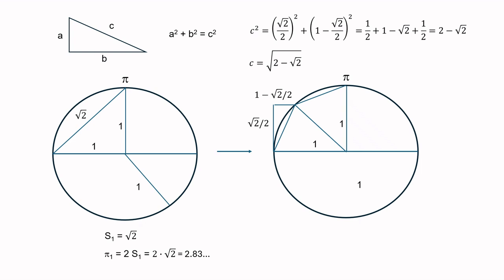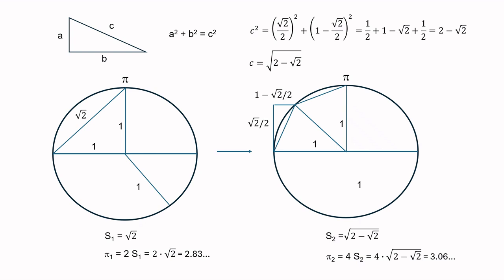So c itself, the length itself, is the square root of 2 minus the square root of 2. And we have 4 such line segments that approximate half of the circle. So now pi, the length of the half of the circle, is 4 times the square root of 2 minus the square root of 2, which is 3.06.